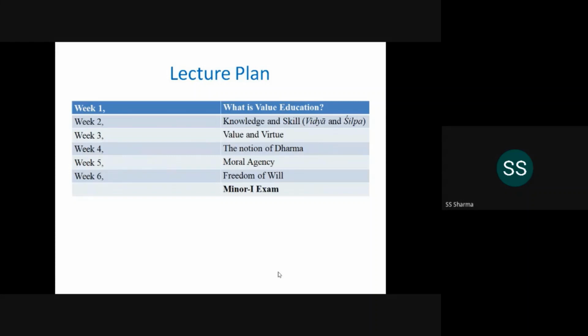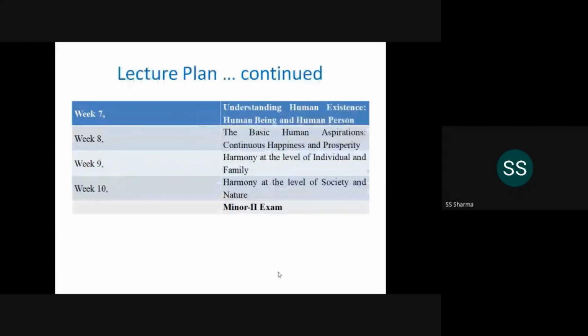So you will come to know about a lot of philosophical notions which are important for all of us to understand, and how these things are important in our life. So we will be discussing freedom of will as well. After that, the minor examination will be there if we have 2 minor examinations. If not, there will be some small changes in this course, but it does not matter.